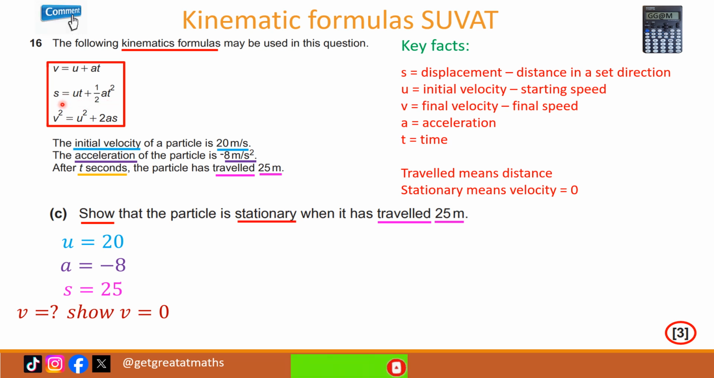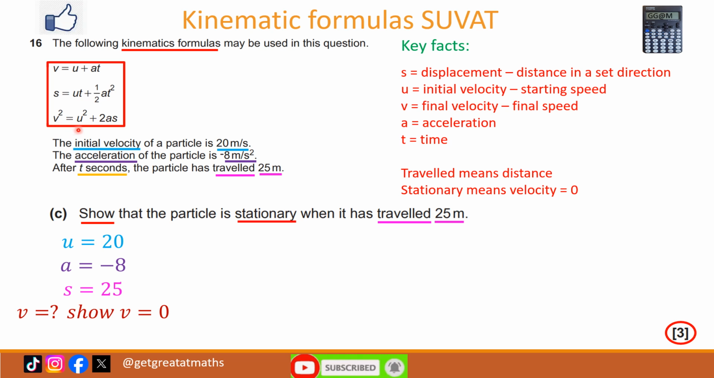So S is our distance, we know that is 25. We know U is equal to 20. Now we're at T again, and we don't know what T is, so this equation is no use to us as well, because it's got 2 T's in there, and we don't know what those T values are. So the last equation, we've got a value involving V.